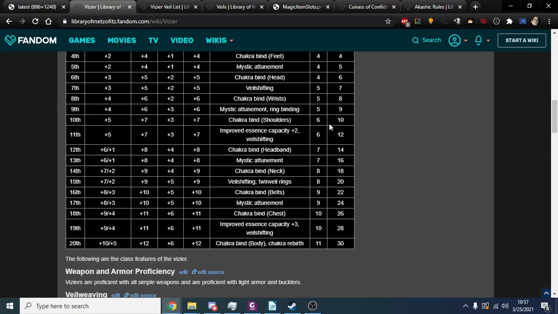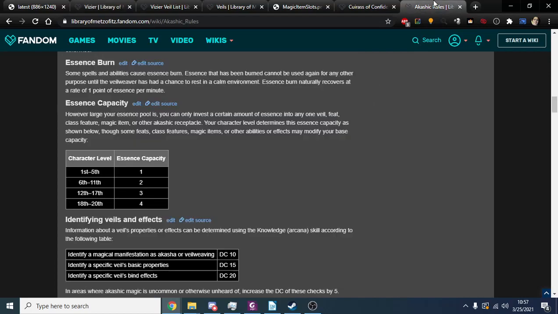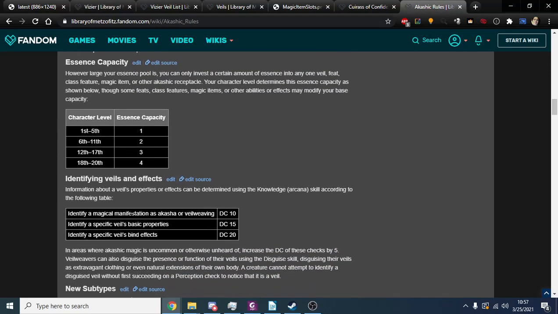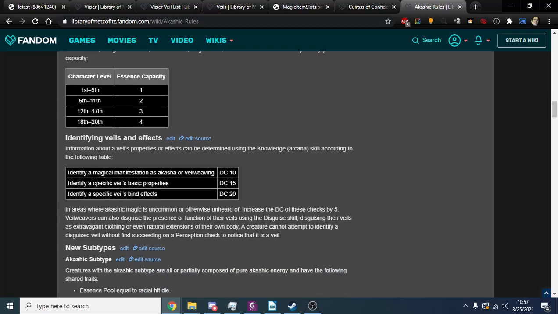As for other things like identifying a veil as you would a spell, you can use Knowledge Arcana to do that. And there are certain DCs to that, which should be here in the Akashic Rules, yes. So you can identify a magical manifestation as Akasha, which is just a DC 10. You can identify the veil's basic properties with a DC 15, and you can identify the veil's bind effects with a DC 20.